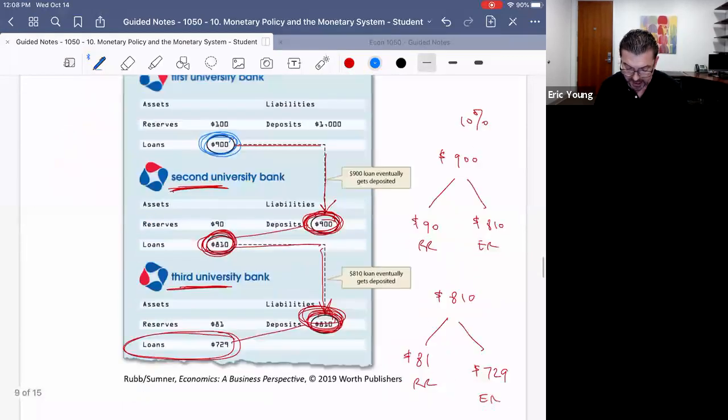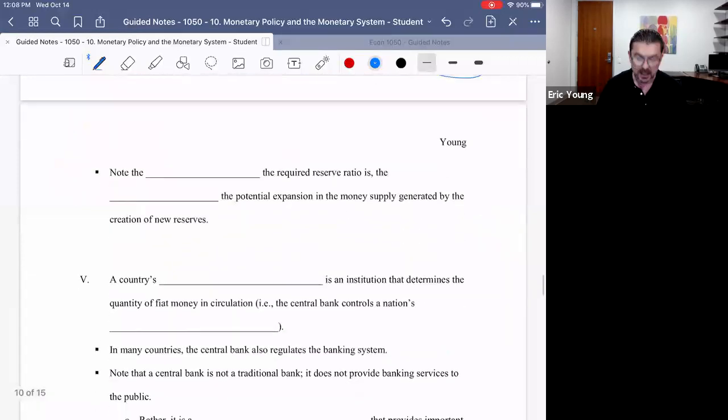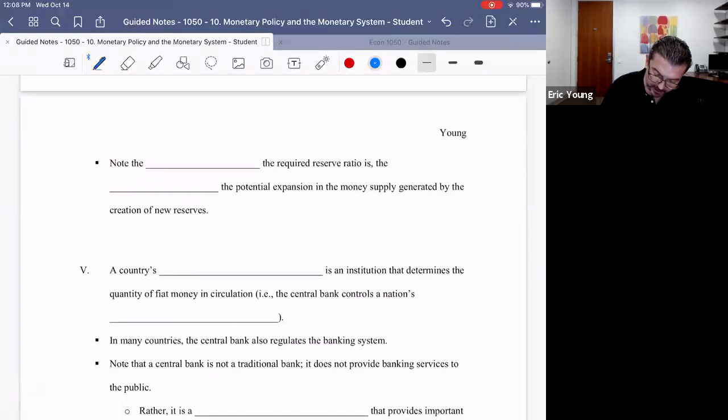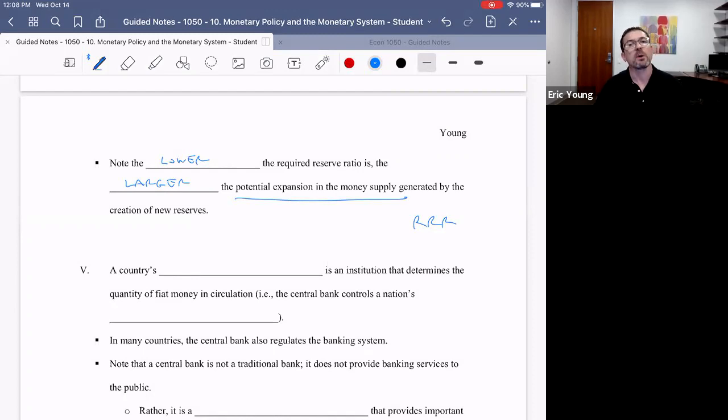And you already learned what happens when you increase the money supply, okay? Note again, a key relationship here, part of the power of banks. The lower the required reserve ratio is, the larger the potential expansion in the money supply. And therefore, the required reserve ratio is going to be an important tool that we have to affect the money supply. And with that, we move into our final piece of this, which is a discussion of the Federal Reserve, central banking, and monetary policy.